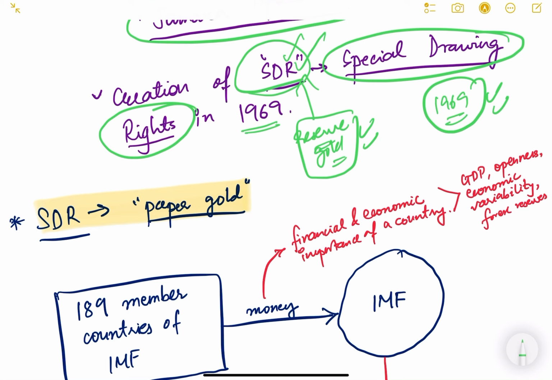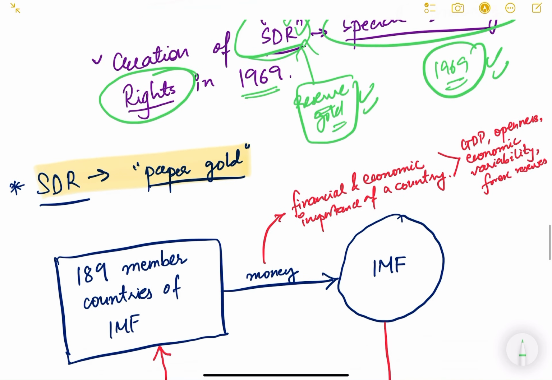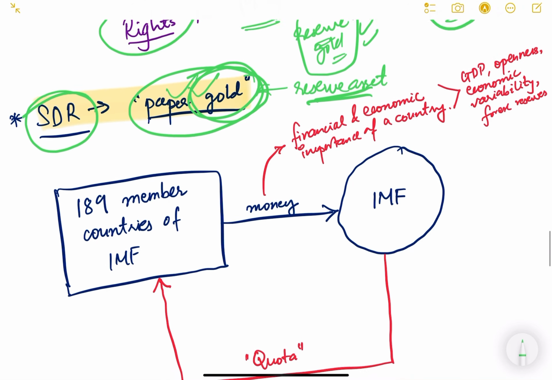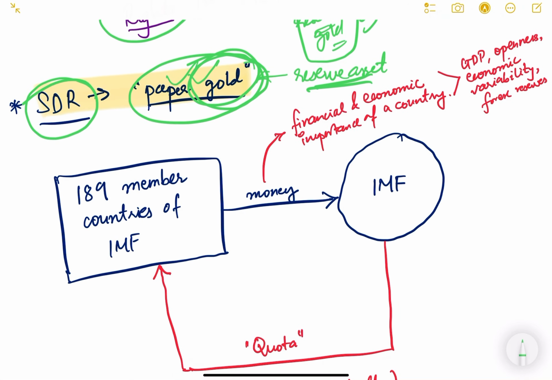But after the fall of the Bretton Woods system, in the flexible exchange rate system, the country should have some international reserve asset in which it can keep its reserves. Okay, and that international asset was SDR basically, and that's why it is known as paper gold. Okay, it worked as gold for people because it worked as a reserve asset. Now how the IMF created SDR, I'll tell you.